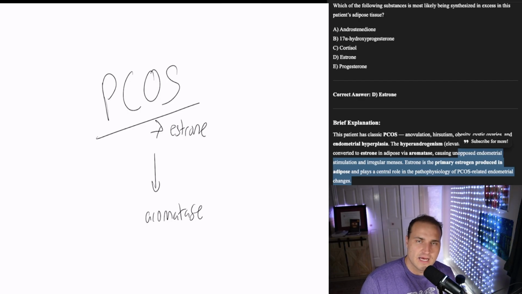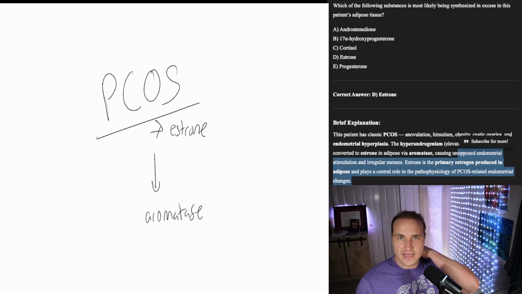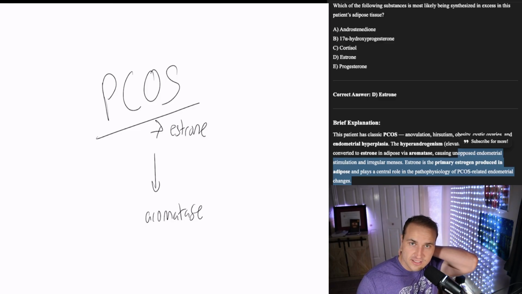I'll let you guys read that, but essentially we have a 30-something obese woman. She's got anovulation, enlarged ovaries. She's got some cysts on them, some hirsutism, and she's found to have endometrial hyperplasia. This is going to be PCOS, and that's because all that fat, the adipose tissue, causes the estrogen.